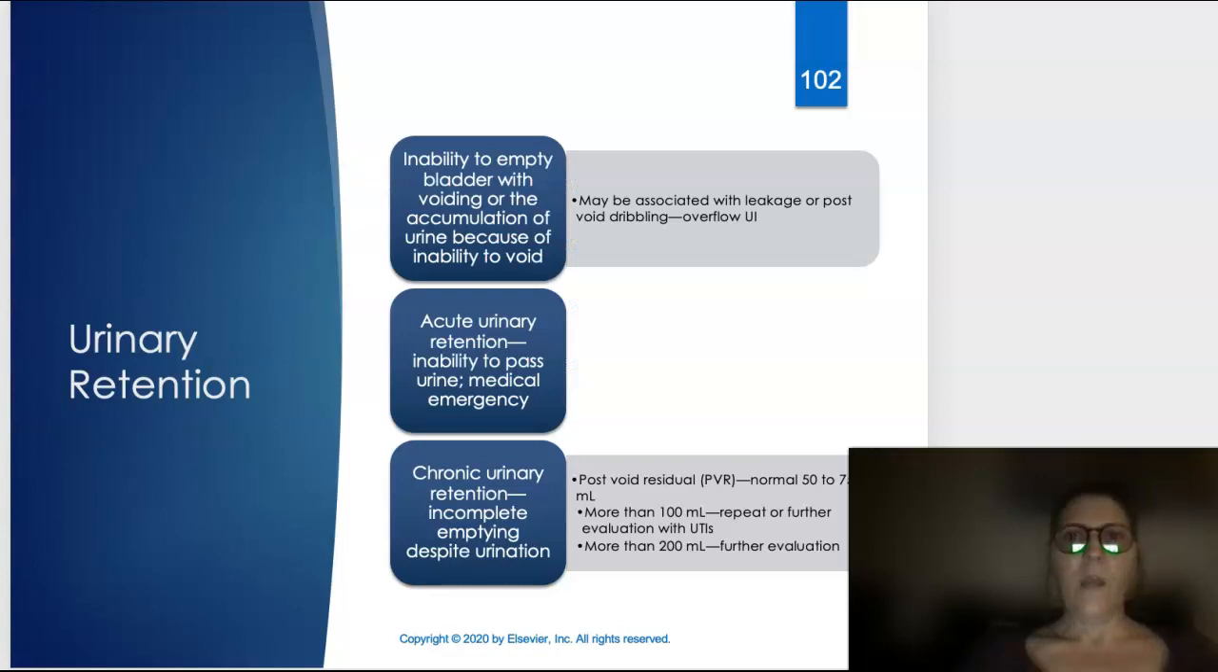So urinary retention, unlike urinary incontinence, is where you can't get rid of your urine. It's the inability to empty the bladder with voiding, or the accumulation of urine because you can't void. It could be associated with leakage or post-void dribbling because there's overflow incontinence. Acute urinary retention is the inability to pass urine. It's a medical emergency. Chronic urinary retention is incomplete emptying despite urination. So post-void residuals will be normal at 50 to 75, but these people have more than 100 or more than 200.